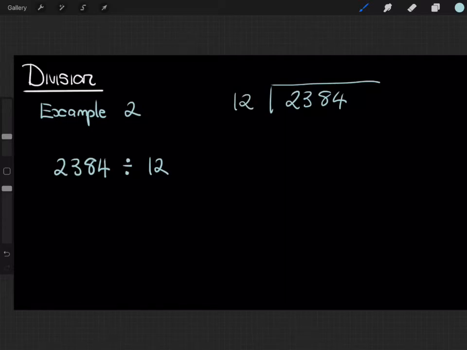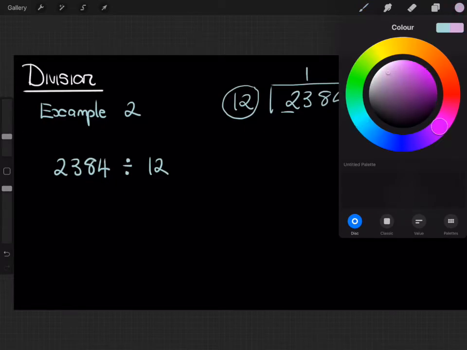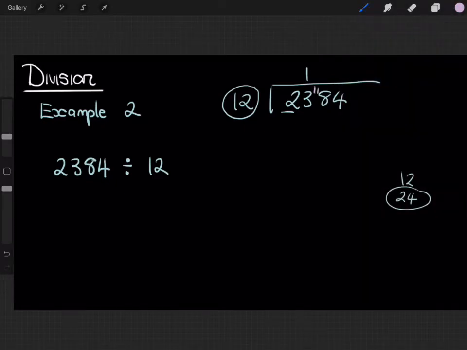Now, firstly, we're looking at 12. 12 won't fit into 2, okay? So now we go to 23. How many times does 12 go into 23? Well, 1 times 12 is 12. 2 times 12 is 24. So it almost goes twice, but not quite. We can't quite fit 2 lots of 12 into 23, so it only goes once. So it goes once with 11 remainder. So our 11 remainder we put in front of the next digit. So I'll put the 11 in front of the 8.